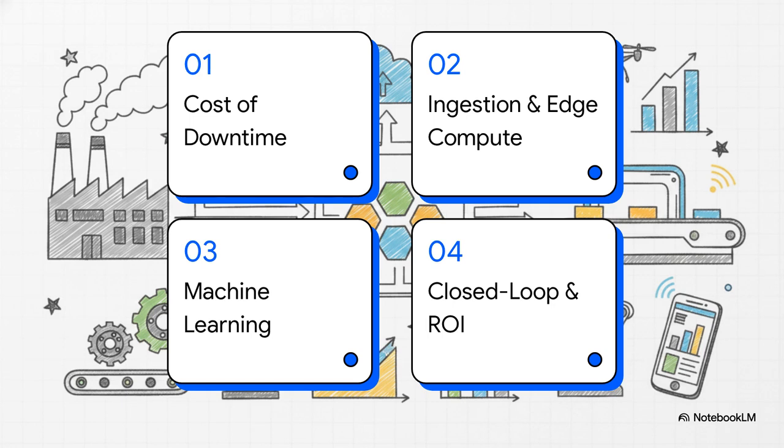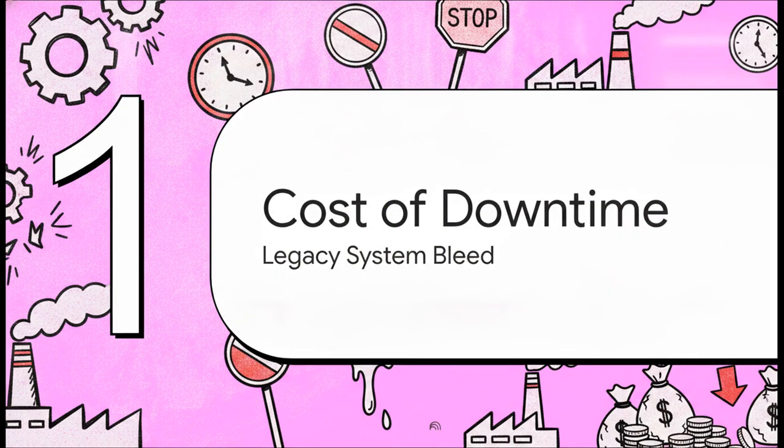All right, here's our agenda for today. First, we're covering the cost of downtime, followed by ingestion and edge compute. Then we'll hit machine learning analytics and finally wrap up with closed-loop integration and the resulting ROI. Kicking things off with Section 1, the cost of downtime and the financial bleed of legacy systems.